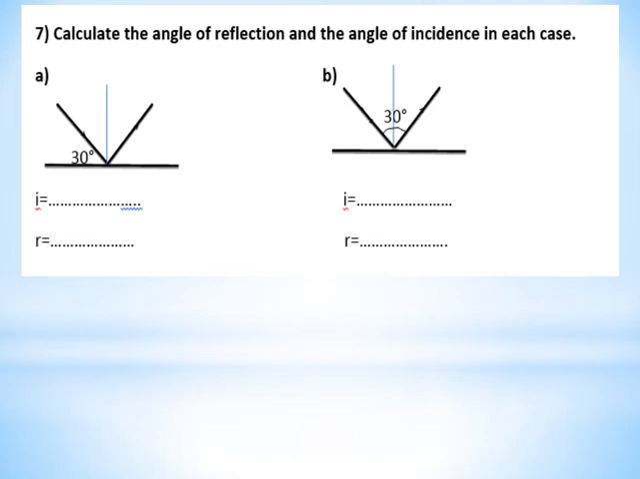It gives me the whole angle, both the angle of incidence and the angle of reflection together. So how can I calculate each one alone? I will do 30 divided by 2 because the angle of incidence equals the angle of reflection. So 30 divided by 2, the angle of incidence equals 15 and the angle of reflection equals 15.